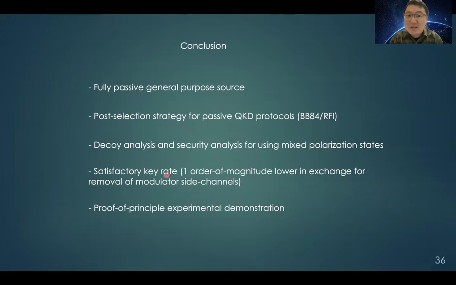We show with simulation that you can get a satisfactory key rate, although it's about 1 order of magnitude lower, in exchange, of course, for the removal of modulator side channels and better implementation security. And lastly, we show with a proof-of-principle experimental demonstration that we can have validity in our experimental assumptions, and it's possible to implement this passive QKD system.